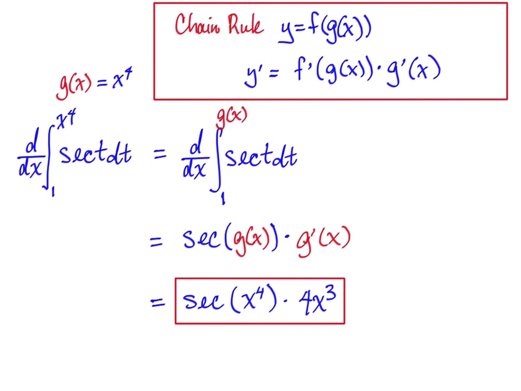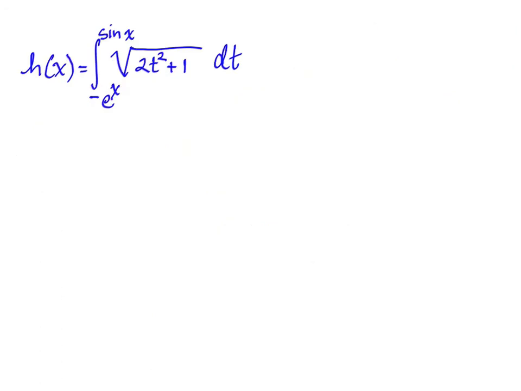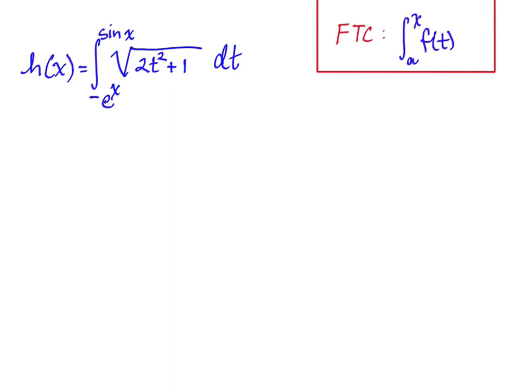All right. Let's do something slightly more complicated. So let's look at this one. h of x is defined to be the definite integral from negative e to the x to sine of x of the square root of 2t squared plus 1 dt. So here we don't have a number in the lower limit of integration. We have two functions. Both limits of integration are functions. And remember, the fundamental theorem of calculus only applies to definite integrals that have a number in the lower limit and a variable in the upper limit. So we have functions in both limits.